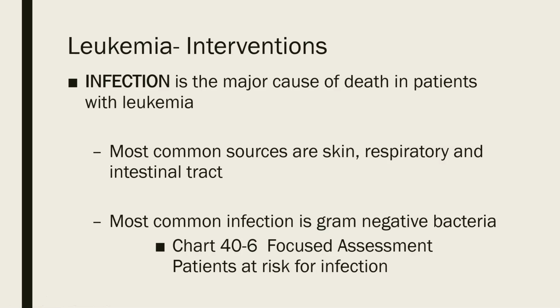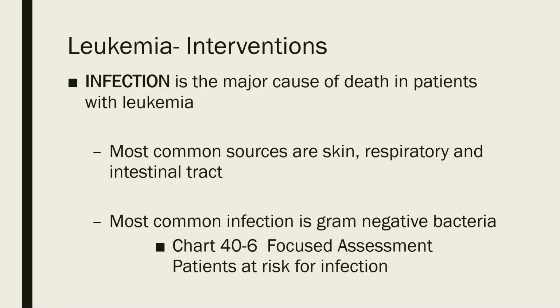So what interventions are we going to do with leukemia? Infection is a major cause of death in patients with leukemia. They have neutropenia. You have to make sure that you are using really good hand washing. A lot of times they're in different rooms. They're usually in a private room. They're on neutropenic precautions so that people with infections don't come in to see them. Most common sources of these infections can be skin, respiratory, and intestinal.